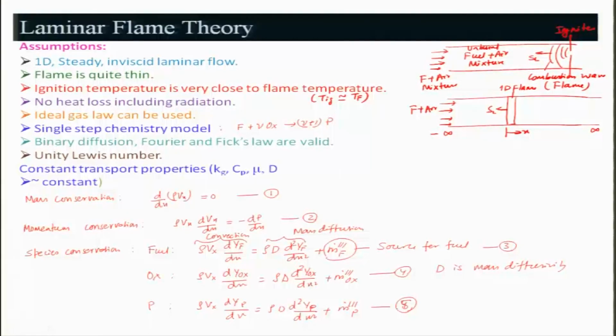And similarly we can write down the energy equation: rho Vx Cp dT by dx is equal to k d square T by dx square plus the sum of m dot triple dash i times hf i naught, is it not? Here i is equal to 1 to n, in this case n will be 3: fuel, oxidizer and the product.